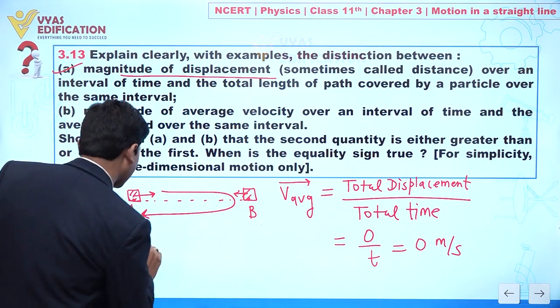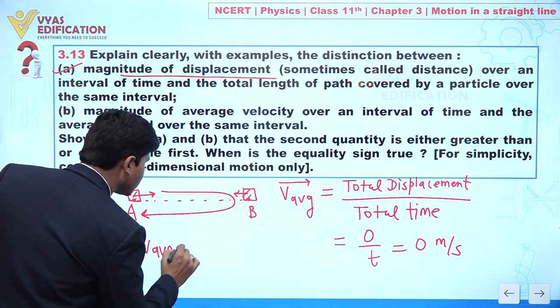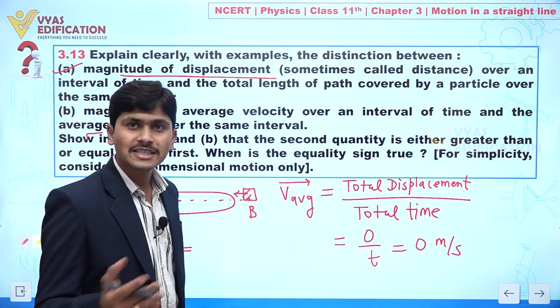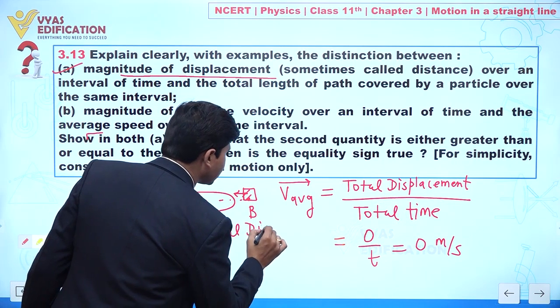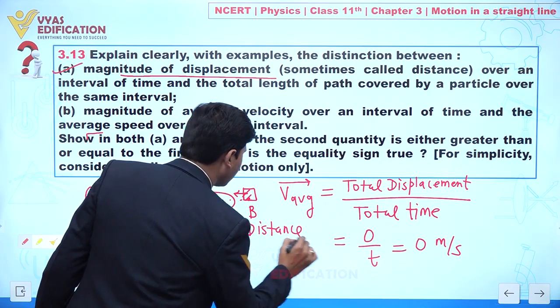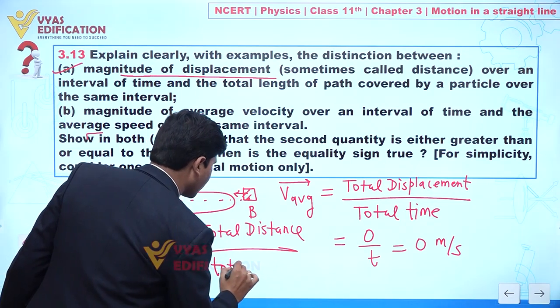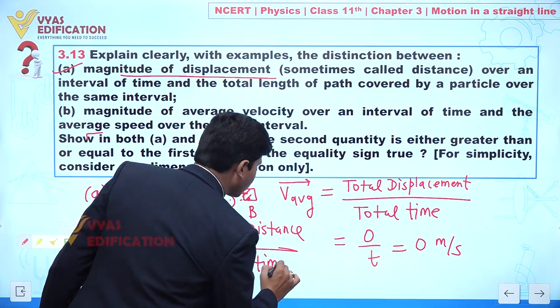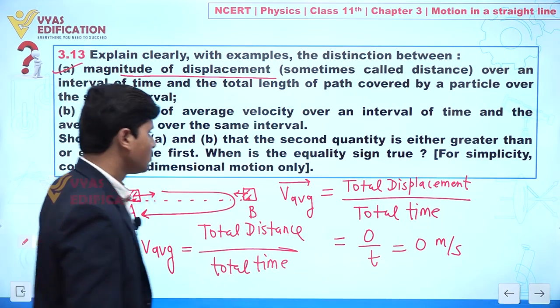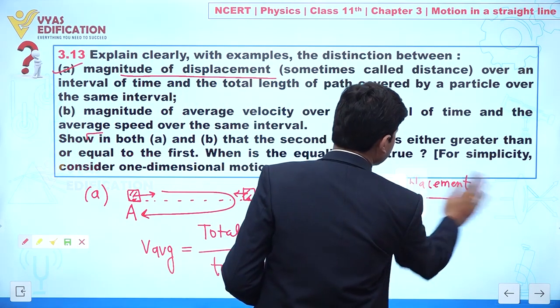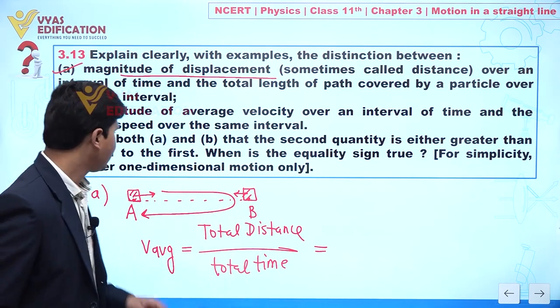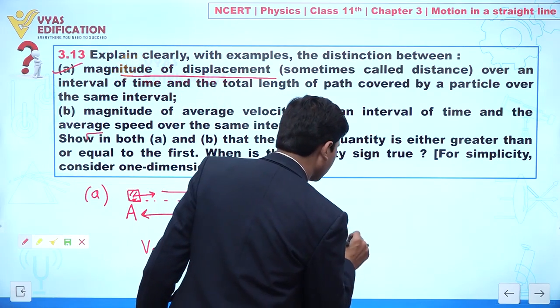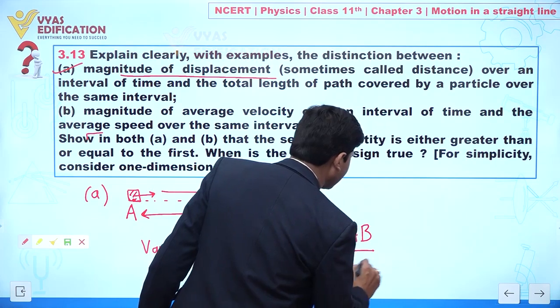But if we find average speed, clear? So we can write like this: average speed is equal to total distance over total time. Clear? So from here we can say what is total distance. We can say here total distance is twice of AB, divided by time t.